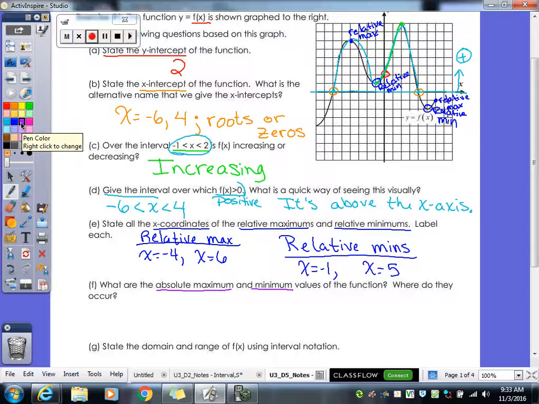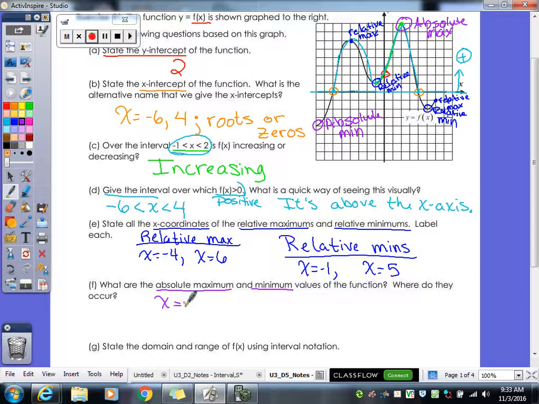For our absolutes, up here would be our absolute max. There's nothing higher than that point, and there will never be anything higher than that point. And this is our absolute minimum. There's nothing lower than that point, and there will never be anything lower than that point.